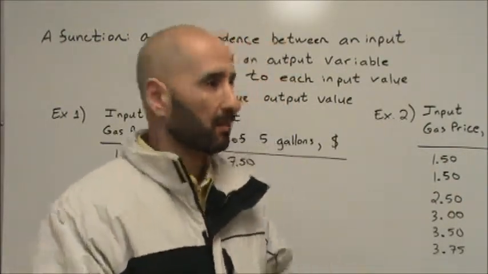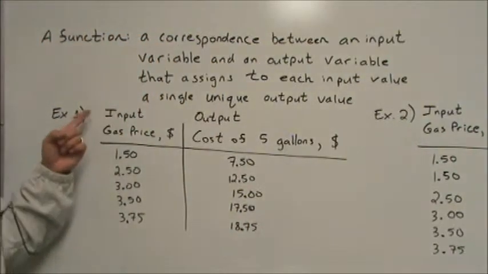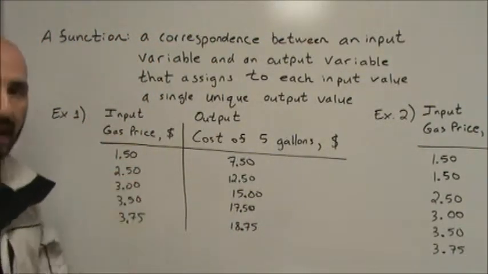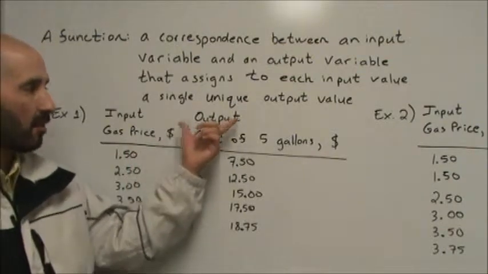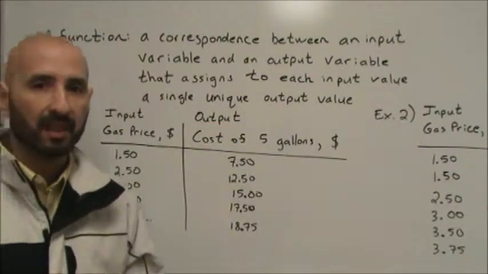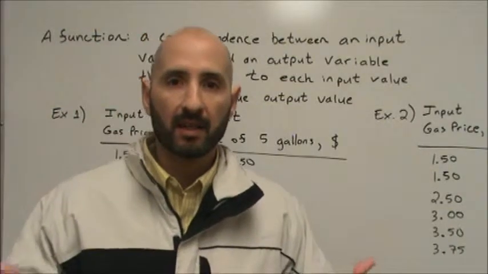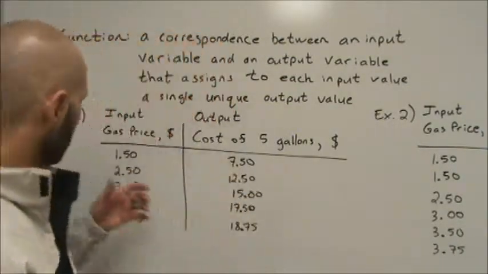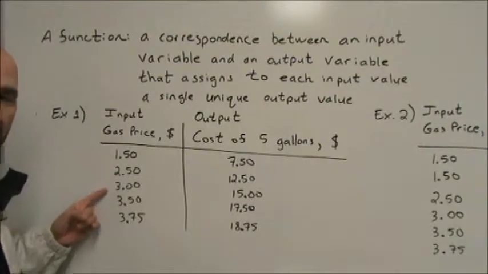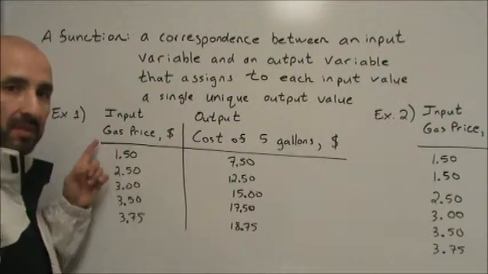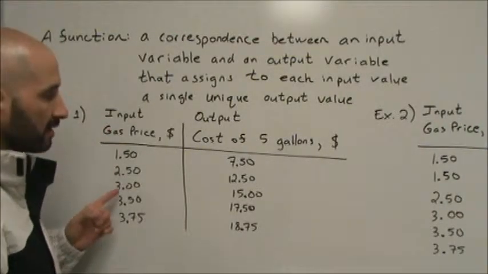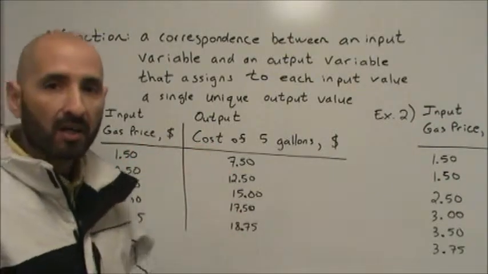Here's a couple of examples. Let's say in this example 1, the input variable is the gas price, and the output variable is the cost of 5 gallons. The idea of a variable is a quantity that can take on different values. So let's say at different times these are different values of the input variable, different gas prices, and here are the associated costs for 5 gallons.